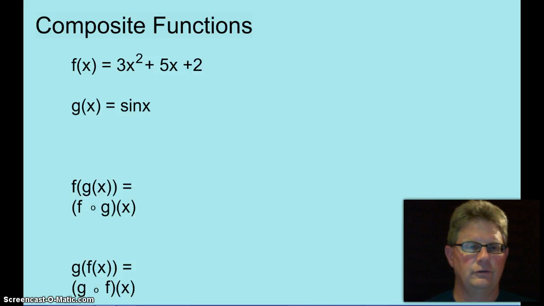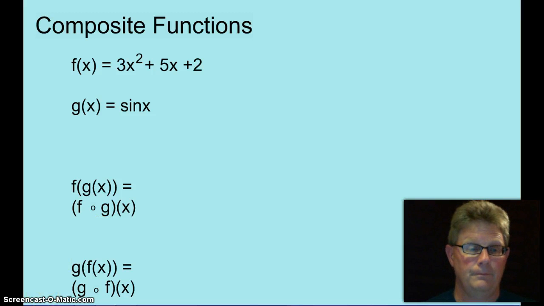Yes, composite functions. That's where one function is inside of another. F of x is 3x squared plus 5x plus 2. G of x is sine of x. The first one I'd like you to do is find f of g of x. So we're going to put the g of x into each one of the x's. Another way of writing f of g of x is f dot g of x. And it's read f of g of x. Same way. Alright, I will let you go ahead and work on that.